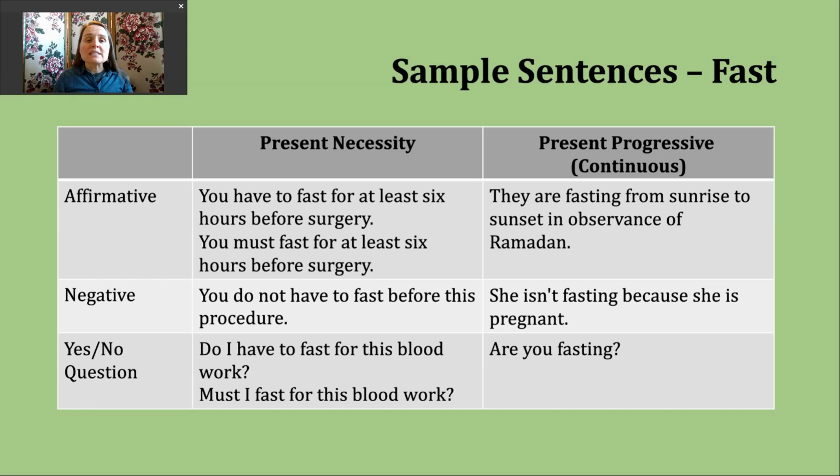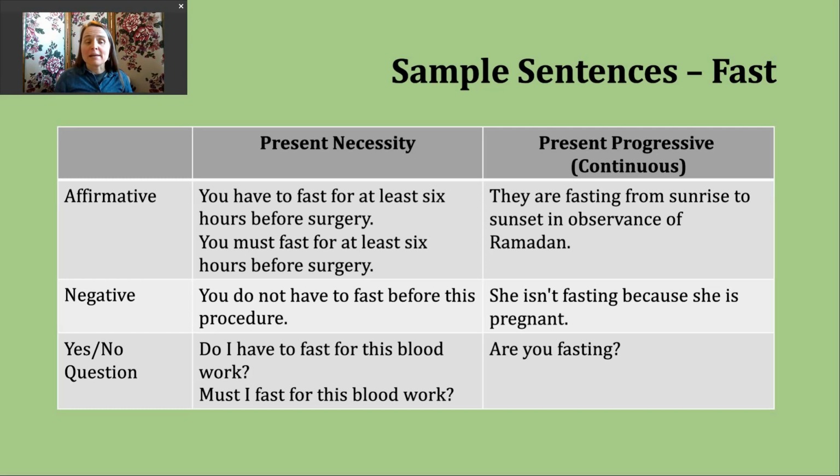Okay, so let's talk about the affirmative first. So we're telling someone they need to do a particular action. There are two ways that we can convey this idea. The first way is to use a present form of have. So that's going to change based on our subject. If the subject is he, she, or it, we'll use has. Okay, so have or has. Then we use to, and then the base verb.